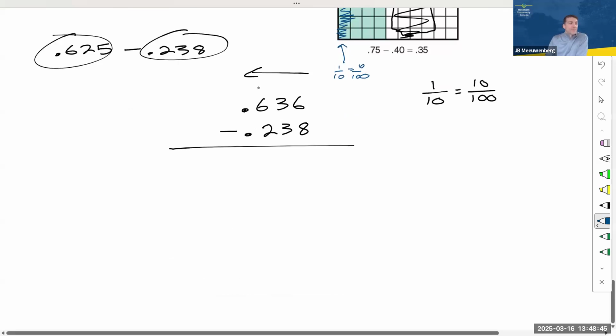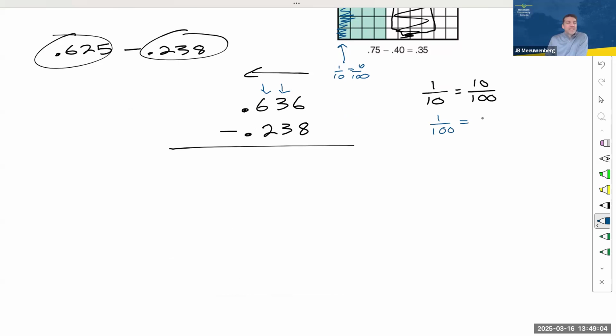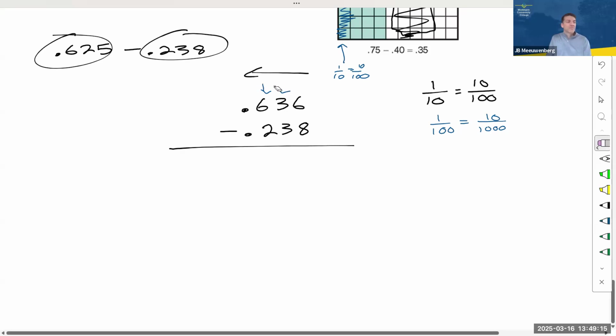In our subtraction algorithm, the tenths place is here, the hundredths place is here. So if we borrow 1 from the tenths place, we would add 10 to the hundredths place. The same thing occurs if we are working in the hundredths place and we need to borrow and move something to the thousandths place. 1/100th is equal to 10 thousandths. And that's actually the first thing that we have to do in this problem here. We have to do a little borrowing.